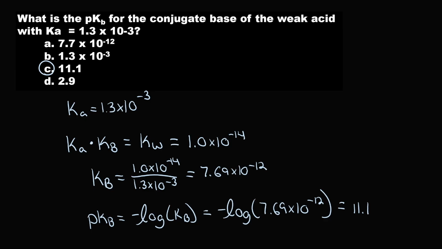And again, this makes sense. There is another relationship. If you ended up finding pKa, you can do 14 minus pKa as well to give you pKb. So in this case, pKa is going to be around 2.9. This is just another way of finding the same answer to the problem, just a different direction.